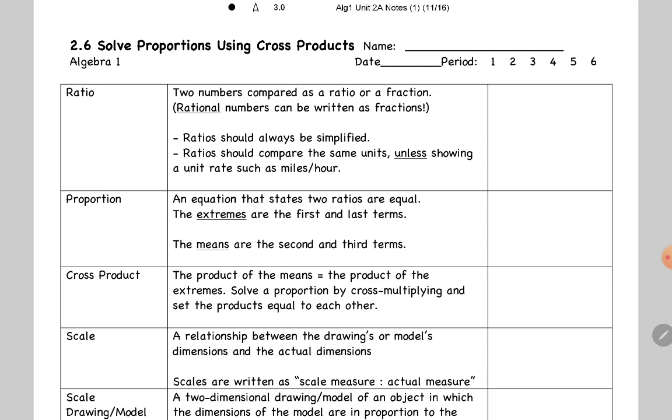A proportion is when we have two ratios equaling each other, so two fractions equaling each other. Here's one fraction, and I'm using letters again, and here's another fraction. The first and last terms are the extremes. You shouldn't need to remember this, but that's what they're called. So the top left and the bottom right are called extremes, and A and D are the extremes. B and C are called the means.